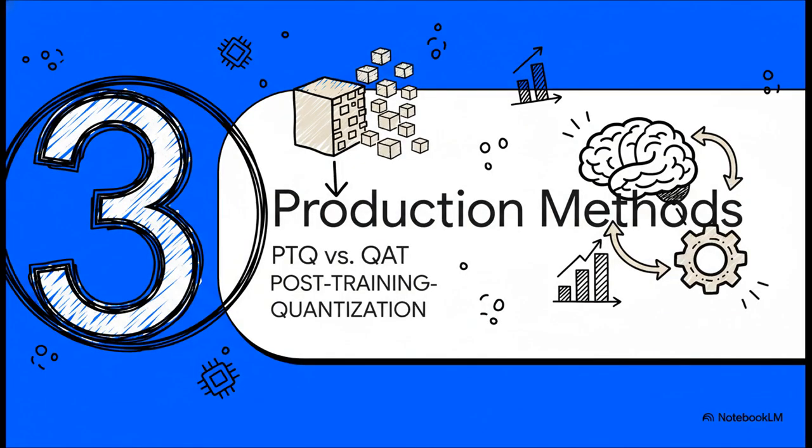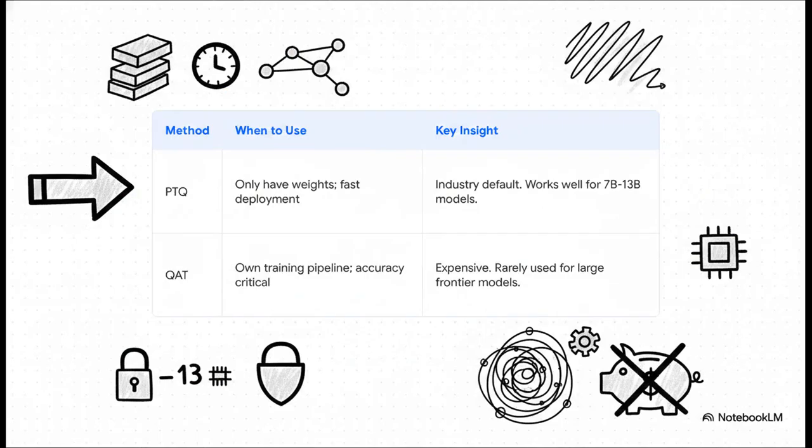But how do teams actually do this in the real world? Well, it mostly boils down to two main approaches. One is called post-training quantization, or PTQ, and the other is quantization-aware training, or QAT. Let's break this down. Think of post-training quantization, or PTQ, as the reliable workhorse. It's what you do when you just have the final model, there's no time or money for retraining, and you need it live like yesterday. It's pretty much the industry standard and works great for models up to around 13 billion parameters.